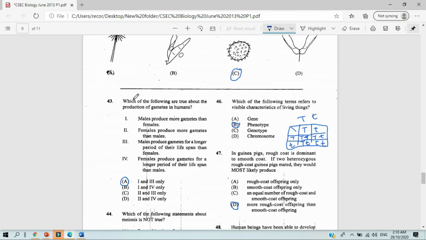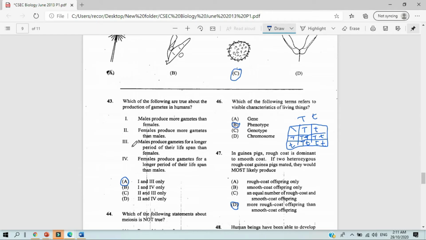43. Which of the following are true about production of gametes in human? Alright, so I chose A. Let me see, why did I? Male produce more gametes than female. Yeah, there's way more sperm being released at any time than would, of course, be an egg.